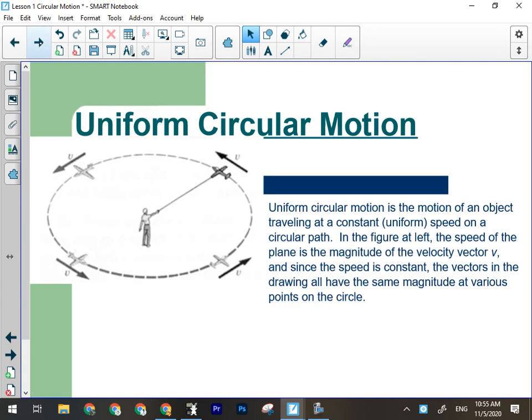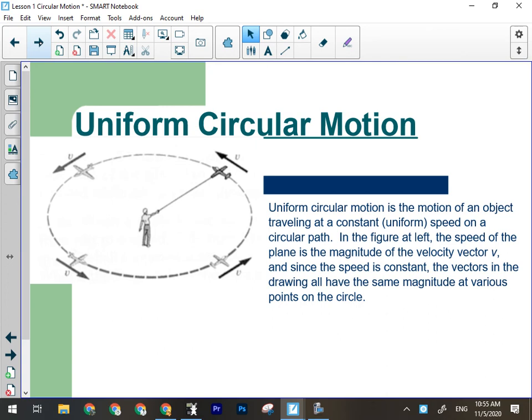All right, so uniform circular motion is the motion of an object traveling at a constant or uniform speed on a circular path. You can see that little plane, like the roll of tape I had, going around and around in a circle. Now, we can see that the length of these arrows is equal, but the direction the arrows are pointing is always changing, and that's what we were talking about. The velocity is always changing, so the object is always accelerating, but it's moving at a constant speed. Weird, but true.